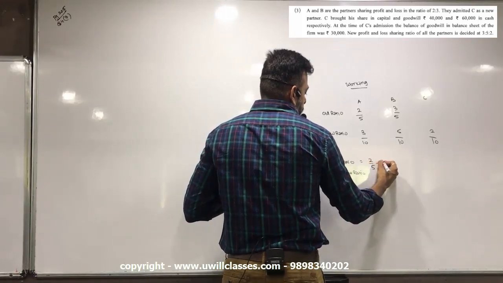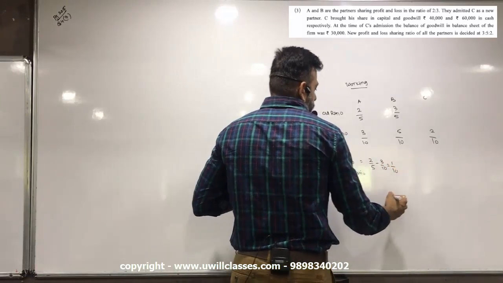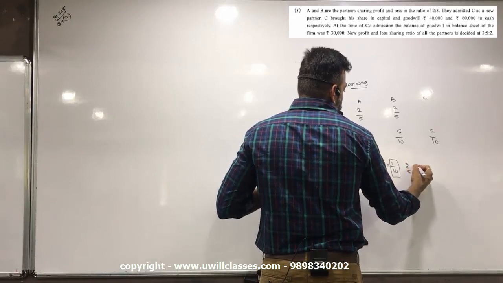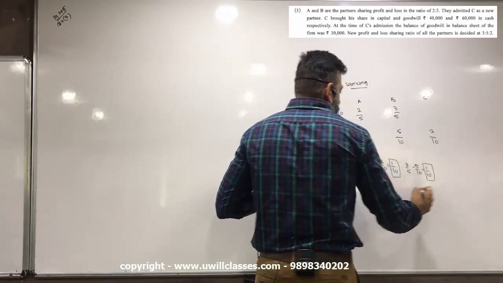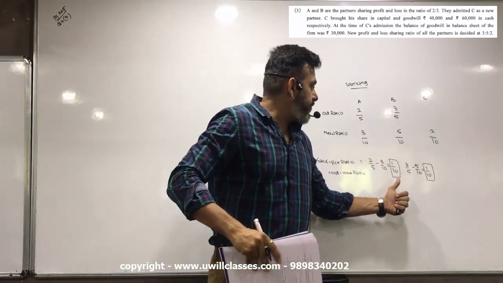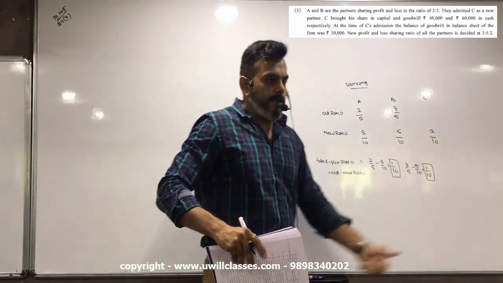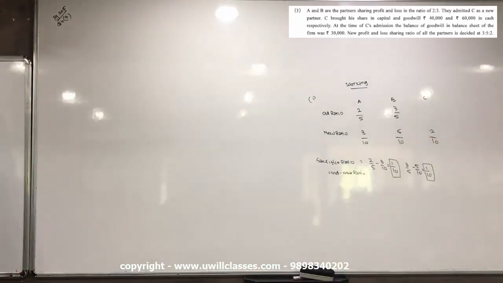2/5 minus 3/10 is 1/10. 3/5 minus 5/10 is 1/10. And we can see the sacrifice of A plus sacrifice of B is equal to gain of C. So the sacrifice ratio is 1:1. Goodwill of 30,000, first we write it off.